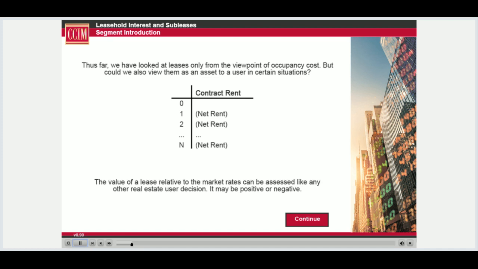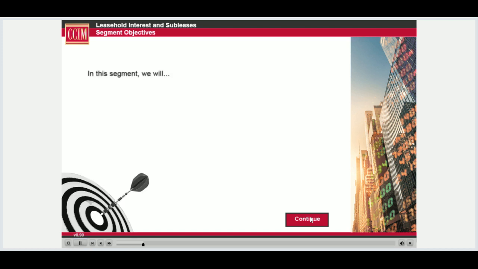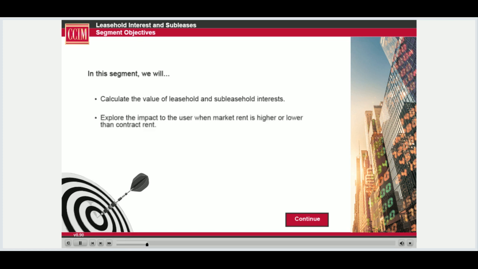In this module, we will look at the decision to sublease. In this segment, we will calculate the value of leasehold and subleasehold interests, and explore the impact to the user when market rent is higher or lower than contract rent.